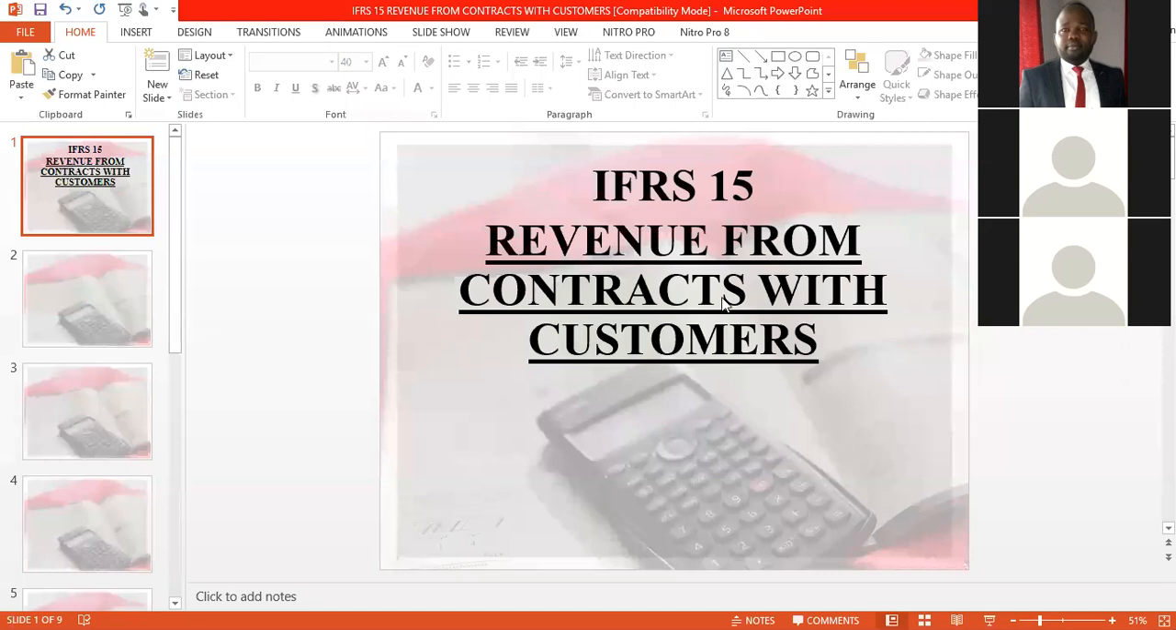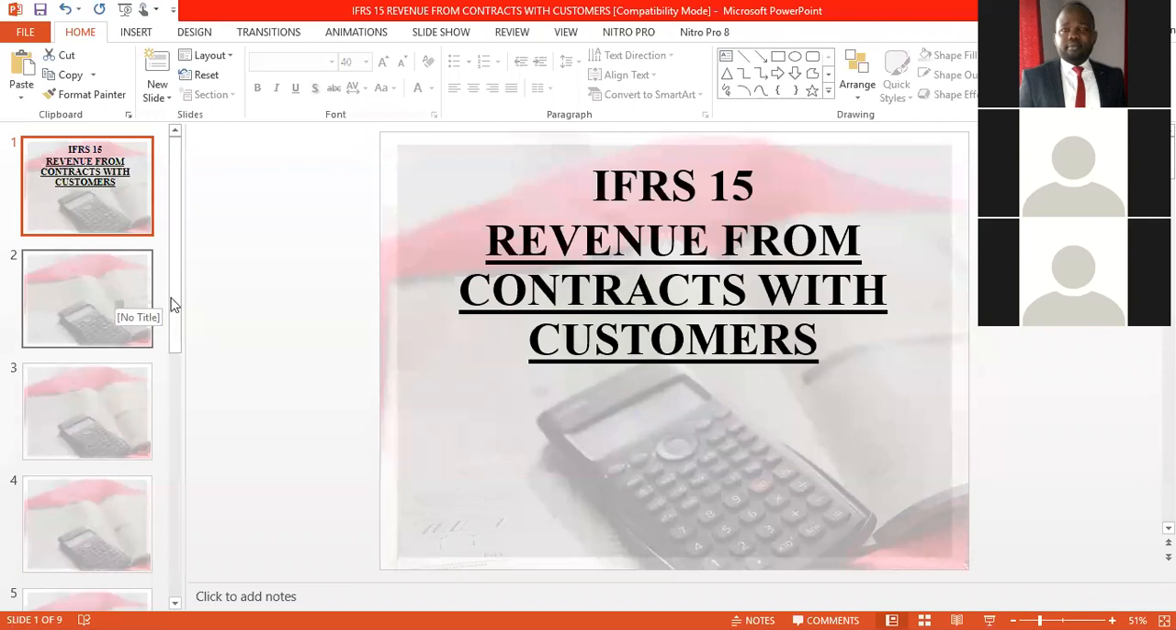So what is IFRS 15? IFRS 15 talks of revenue from contracts with customers. Now, of course, it is obvious that we need to look at IAS 18, but I'll not look at it in the form of IAS 18. I'll look at it in the context of IFRS 15. So we'll look at what is revenue and what are contracts.